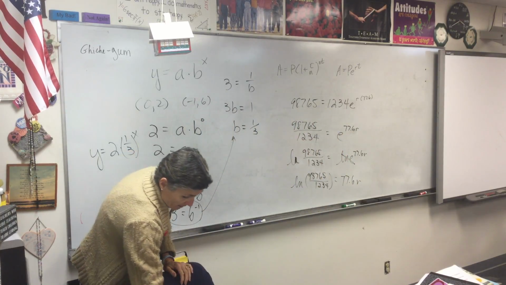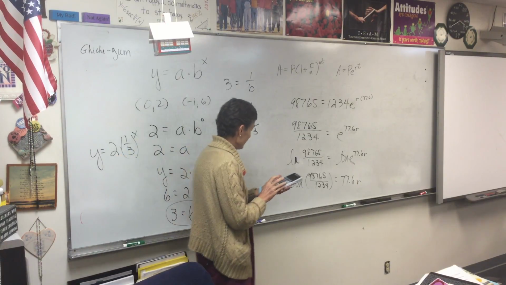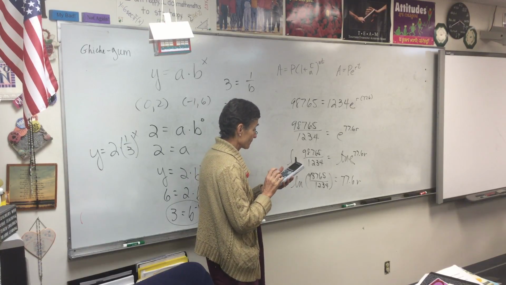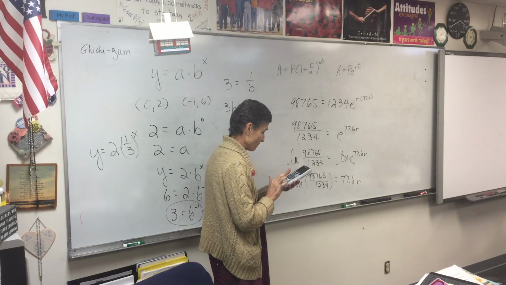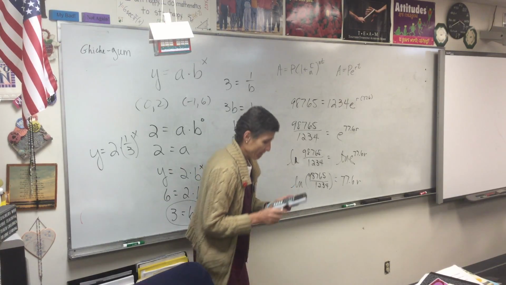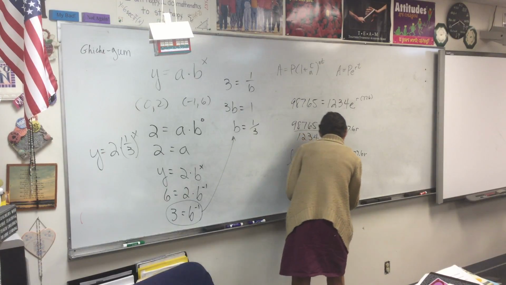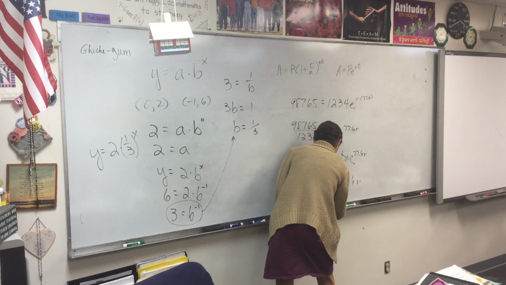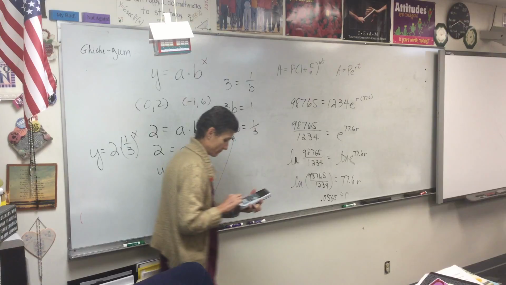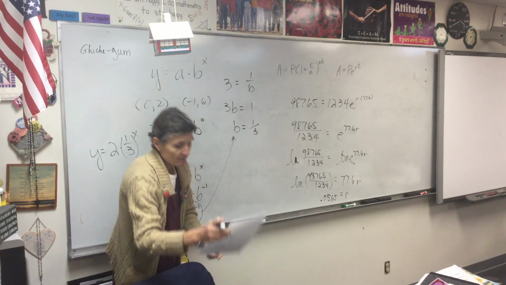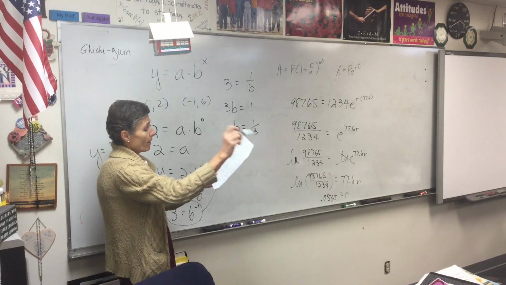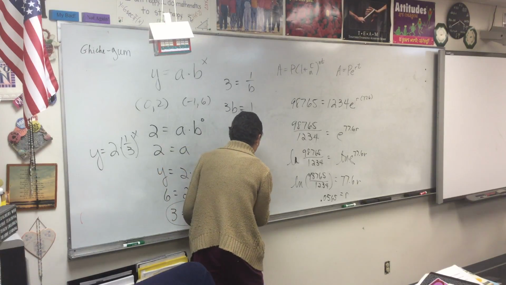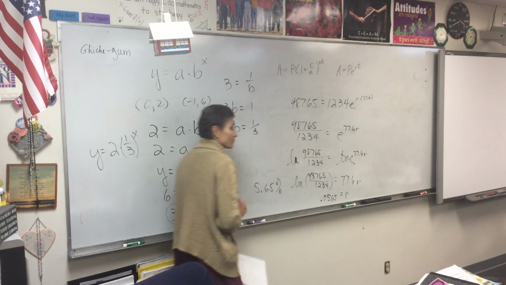So what am I going to type into my calculator? ln 98765 divided by 1, 2, 3, 4, divided by 77.6. And I got an R value of about 0.0565. Now let's make sure we answer the question. By what percent does it increase each hour? So about 5.65% each hour.